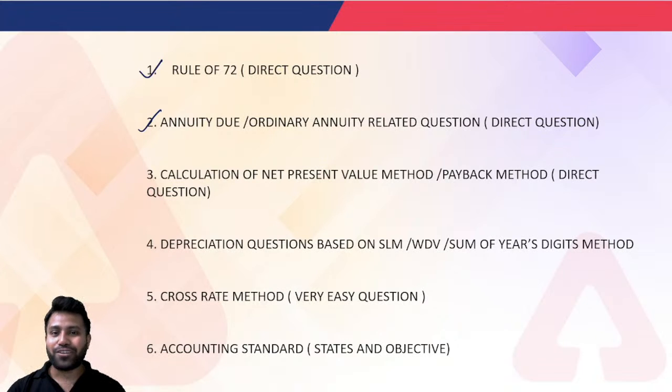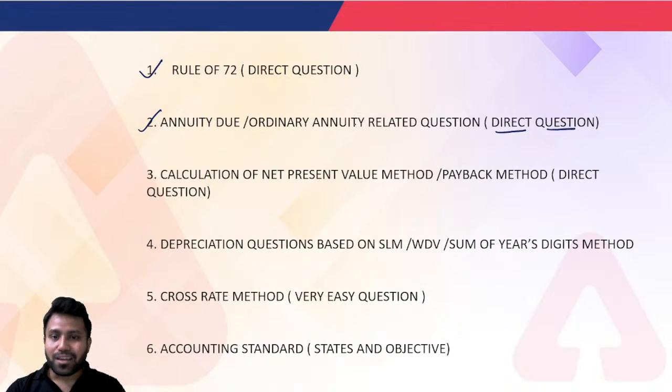Like the rule of 72 was a direct question, there were annuity due and ordinary annuity related questions, and those were also direct questions. That means formula based questions, okay. Multiple types of formula based questions appeared in your examination, so I can guess that most of our bankers secured very good marks in this paper, right?